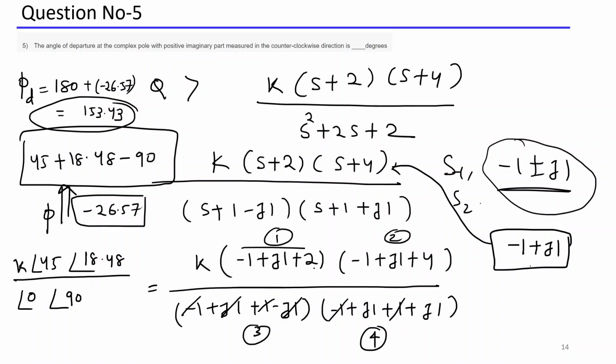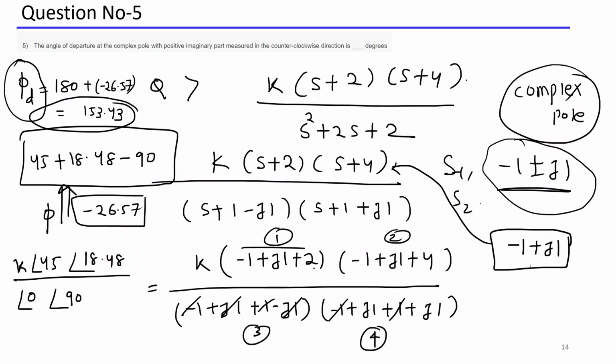So simple. So the first question in your mind: why I told you this is angle of departure, why not angle of arrival? Because this is a complex pole. Remember, for a complex pole, I require angle of departure. If it is a complex zero, then I require angle of arrival. Don't change your way. For angle of departure, you find out the angle like this and add 180. For angle of arrival, from 180 you subtract that value. This is the only difference.